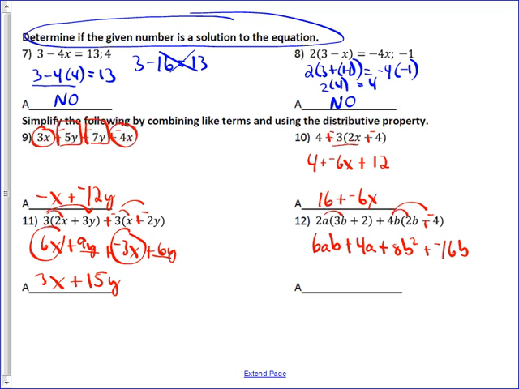And if you look closely at this problem, there are no like terms because none of them have the exact same variable. And so 6ab plus 4a plus 8b squared minus 16b is your final answer.